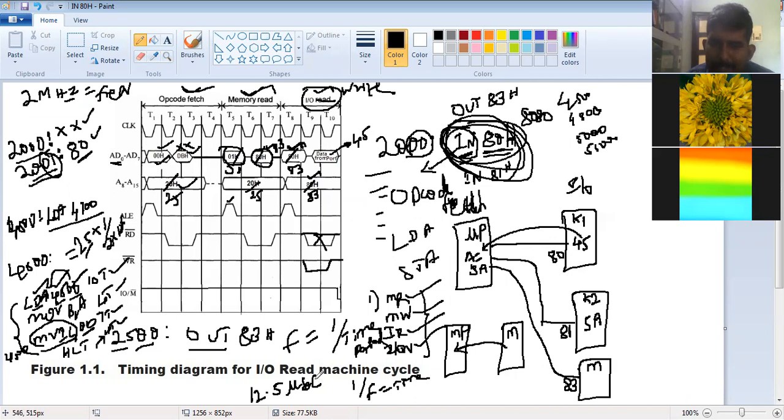microseconds. So for completing this instruction, if your microprocessor is working at 2 megahertz frequency, it takes 12.5 microseconds to complete. Did you understand this process, how to convert T states into seconds?